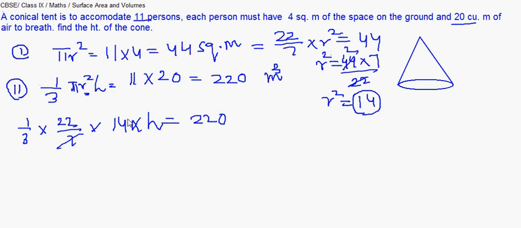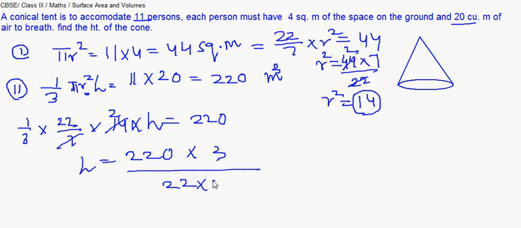This is giving us h equals 220 into 3 by 22 into 2. This is giving us 10, this will give us 5, and thereby making the height 15 meters.